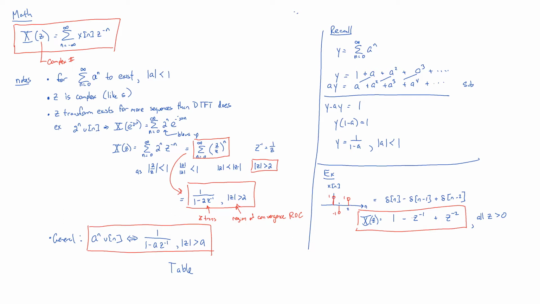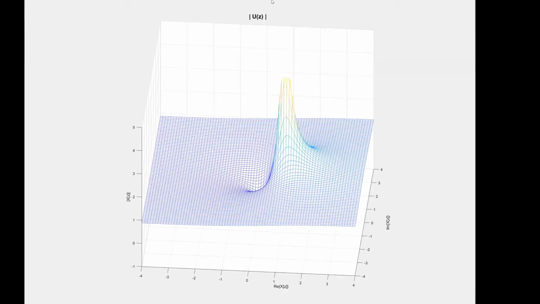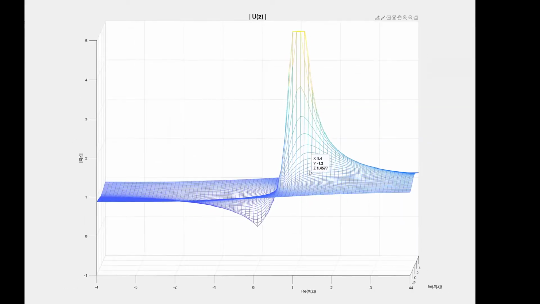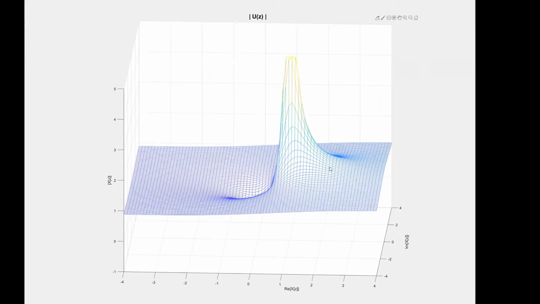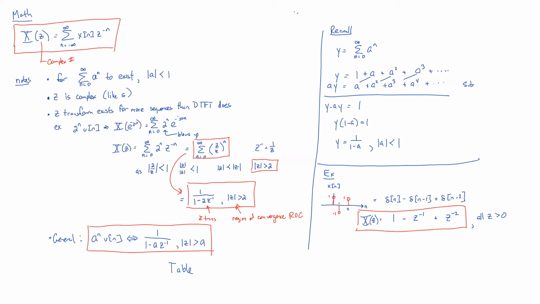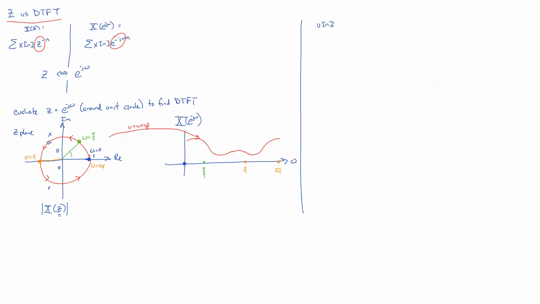Let me try to give you a little bit more intuition, something that the book doesn't dare go into. But I want to let you see what the Z transform actually looks like. So this is the Z transform for u[n]. And let me go back and work out really fast what the Z transform is for u[n].